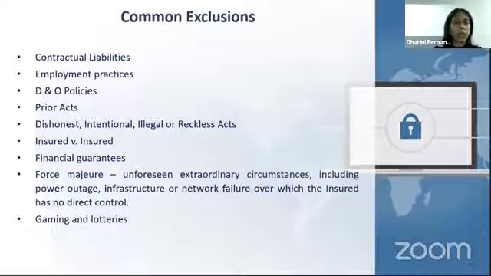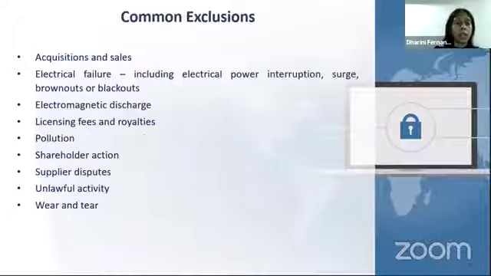Any kind of financial guarantees, force majeure, any unforeseen extraordinary circumstances, including power outage, infrastructure, or network failure, over which the insured has no direct control, is not covered. Any kind of gaming and lotteries are not covered. Acquisitions and sales, like acquisition of a new subsidiary or a new associate company, unless it's been informed to the insurer and it's specifically endorsed in the policy, will not get covered.